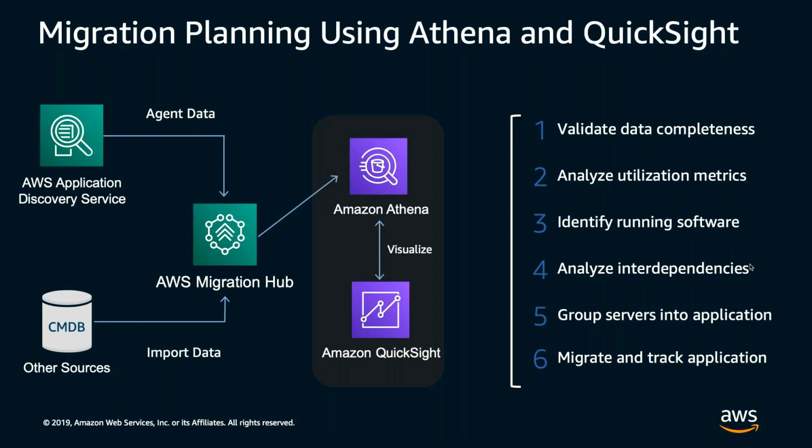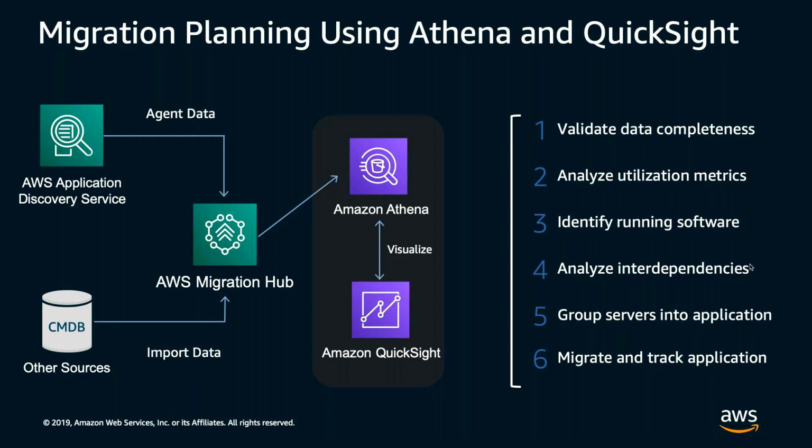The first thing that you need to do is validate the data completeness. So whether it be from AWS or from an imported data set, you need to understand that data set as a whole. And the next thing you're going to do is look at your utilization metrics. Right-sizing as part of your migration effort should be one of your top priorities. So understanding that utilization and your overall metrics of your on-prem workloads is a very early thing that you're going to work on as part of your migration journey.